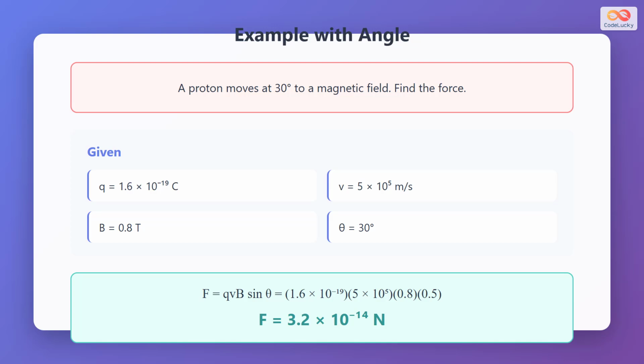Now let's consider a more complex scenario where the particle doesn't move perpendicular to the field. A proton moves at 30 degrees to a magnetic field. With charge 1.6 times 10 to the negative 19th coulombs, velocity 5 times 10 to the 5th meters per second, and field strength 0.8 Tesla, we use the complete formula. The sine of 30 degrees is 0.5, giving us a final force of 3.2 times 10 to the negative 14th newtons.